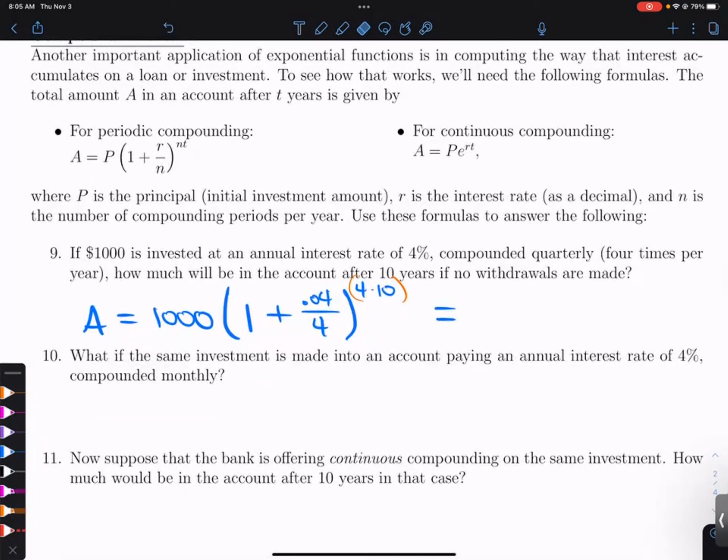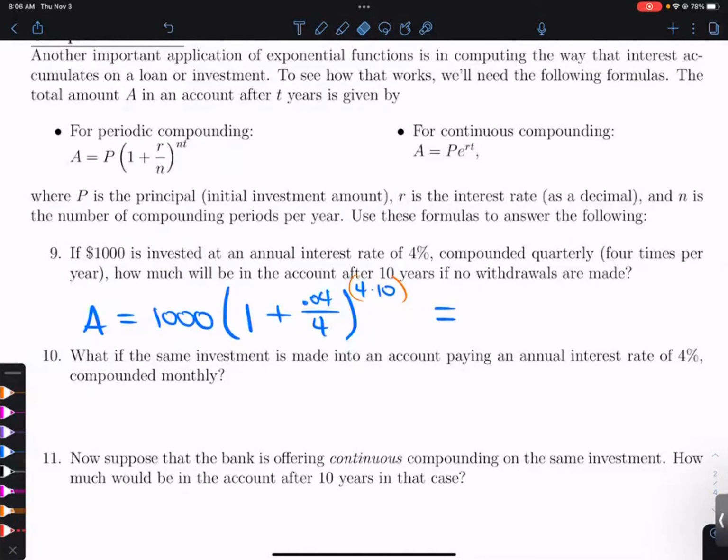We want to know how much will be in the account after 10 years if no withdrawals are made. So basically, if I don't take anything out or put anything else in, I just take $1,000, put it in the account, and let it sit for 10 years. What's going to happen? The first thing is that it's compounding quarterly. Quarterly means 4 times per year. That means it's happening every so often, right?